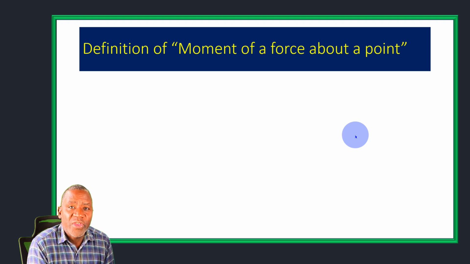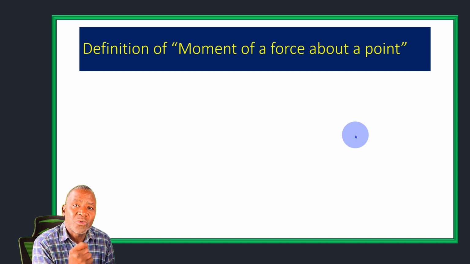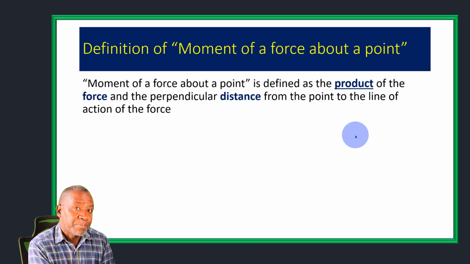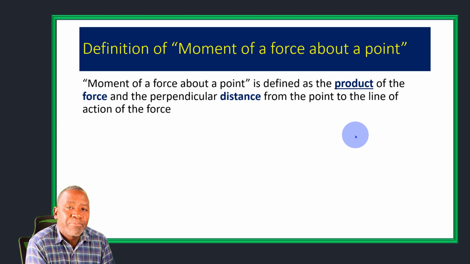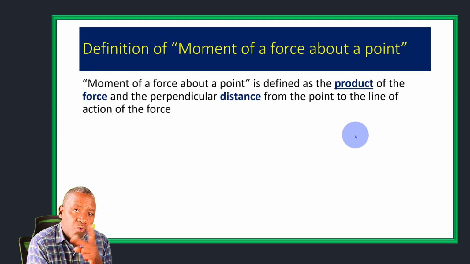But before we go there, let's define the term moment of a force about a point as the product of the force and the perpendicular distance from the point to the line of action of the force. That definition appears to be quite complicated, but it is not. Let me break it down for you. Moment of a force about a point is defined as product. Product means multiplication. Multiplication of two physical quantities.